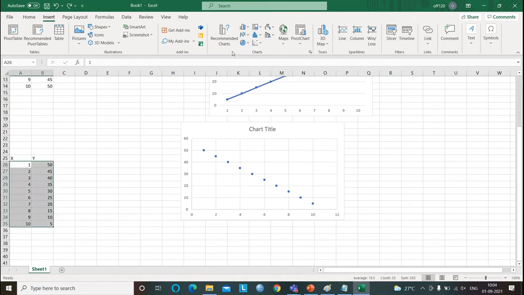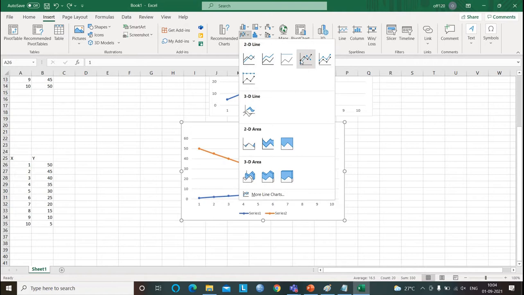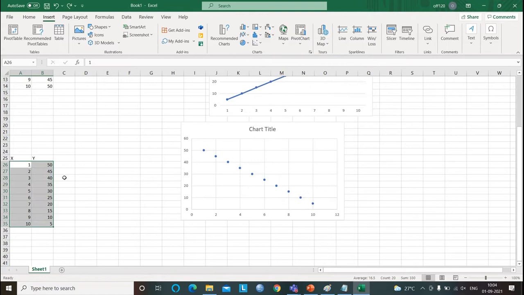Just a moment. Why do we get two lines here?